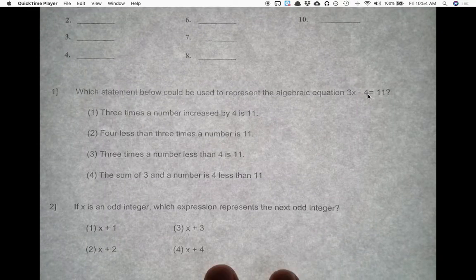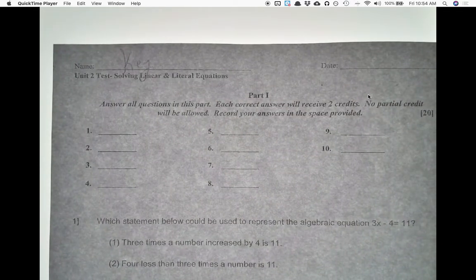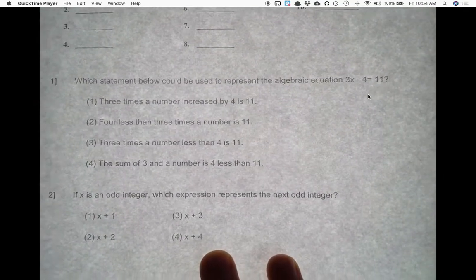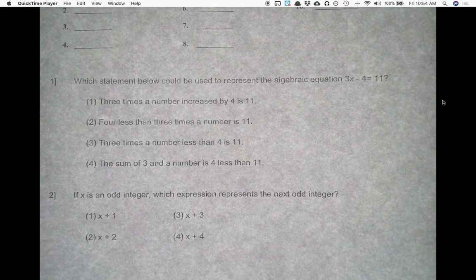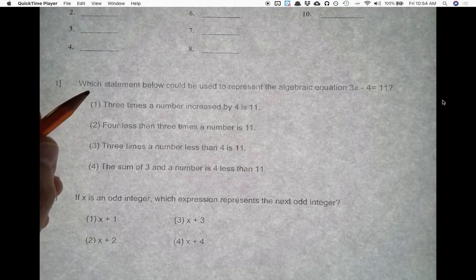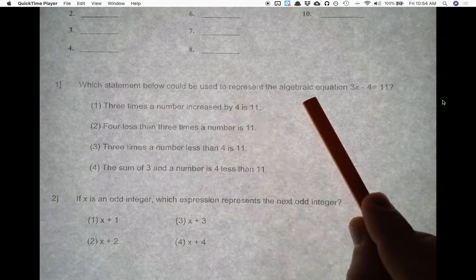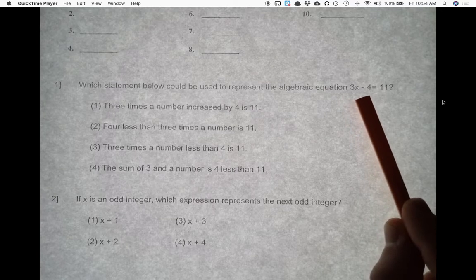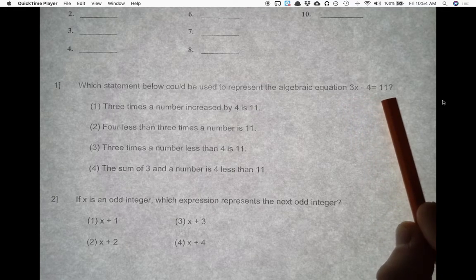So we're going to be looking at the correct answers for our Unit 2 test over here. Let's take a look at just the first question. Which statement below could be used to represent the algebraic equation 3x minus 4 equals 11?